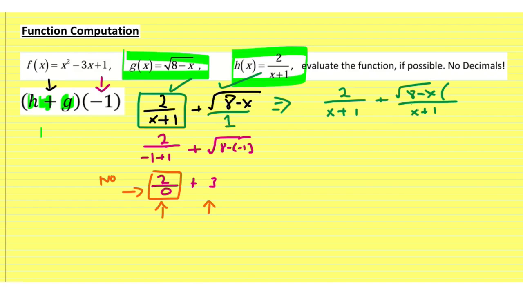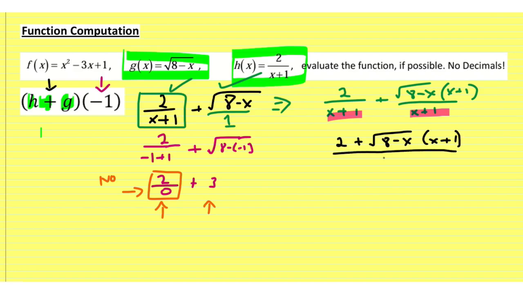I'm multiplying the 1 times x plus 1, and now I have to multiply my numerator also times x plus 1. Okay, so now both of them have the same denominator, which means I can now add these two rational expressions. Okay, so that means I end up with 2 plus radical 8 minus x times x plus 1. All that's in the numerator, and they both have the same denominator. So everything is over the same denominator.